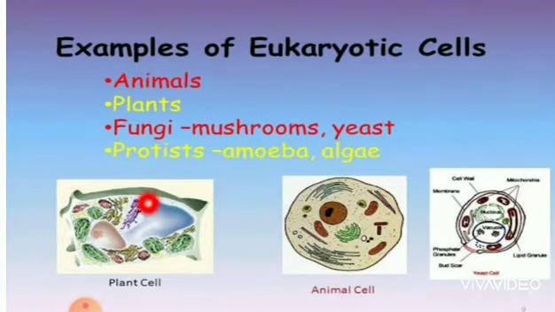Next, examples of eukaryotic cell. What are they? Animals, plants, fungi, that is mushroom, yeast, protist, that is amoeba, algae. These are the examples of eukaryotic cells. These organisms have a nucleus.